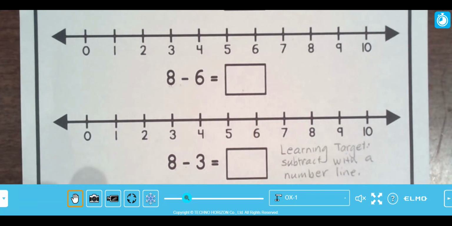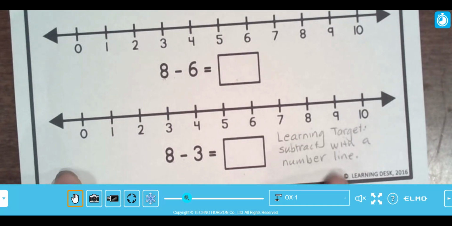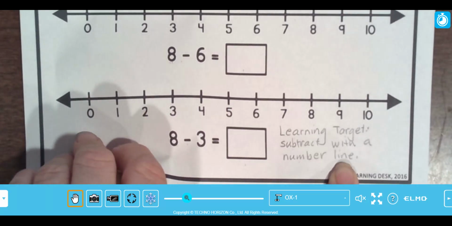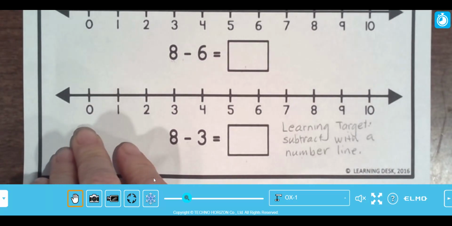All right, lovies. What we're learning today. You're learning to subtract with a number line. Did we subtract using a number line today? We sure did. Okay. Great job.